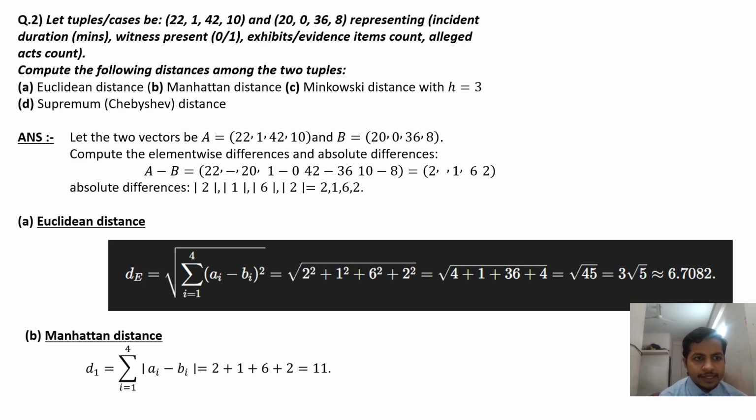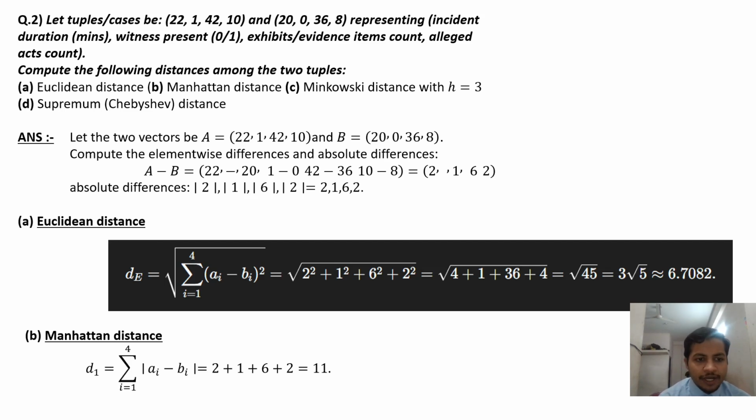A. Euclidean distance. Let the two vectors be A equals 22, 1, 42, 10 and B equals 20, 0, 36, 8. Compute the element-wise difference and absolute difference. So A minus B equals 22 minus 20, 1 minus 0, 42 minus 36, 10 minus 8, which is equal to 2, 1, 6, 2. So the absolute differences are 2, 1, 6, 2.